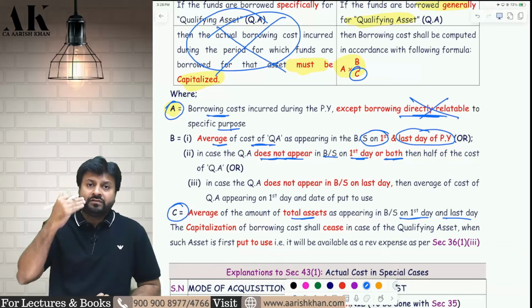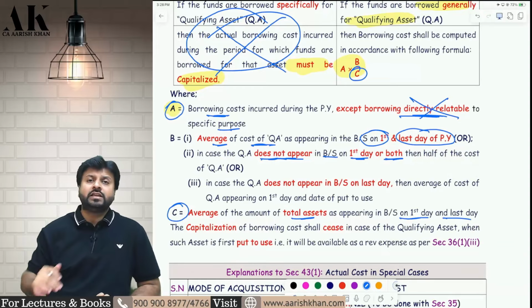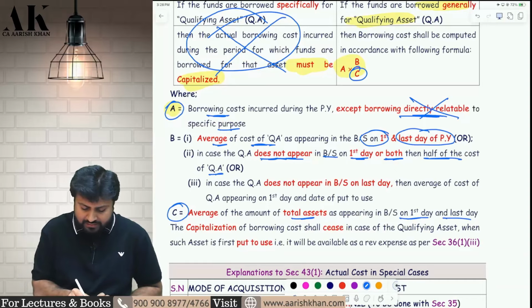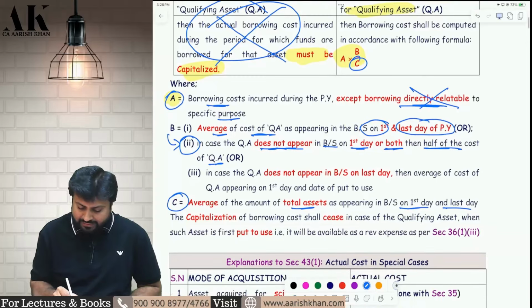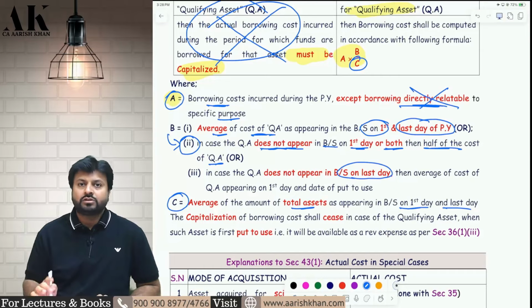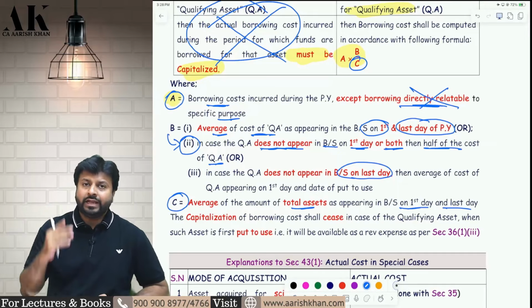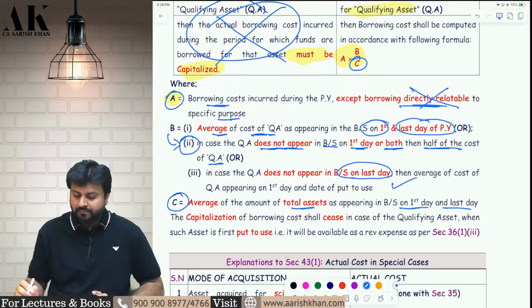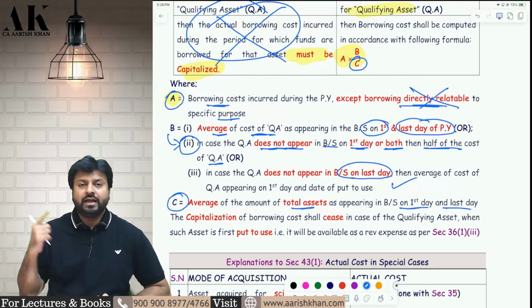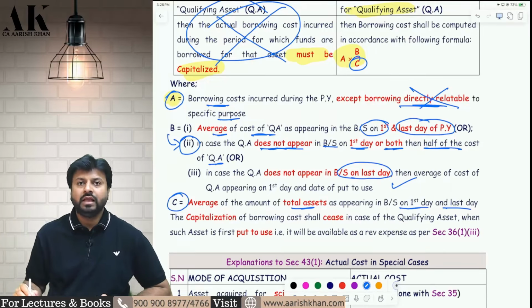If it is not there on the first day, or if it is not there on the first day as well as the last day, then take half of the cost of the qualifying asset. That will become your point number B. And in case the qualifying asset does not appear in the balance sheet on the last day, it means it appears on the first day. So on 1st April the qualifying asset is there, on 31st December the asset is no more qualifying. So take the average of 1st April and the date on which the asset is put to use, divide by 2. That will become your point number B for the purpose of this attribution.